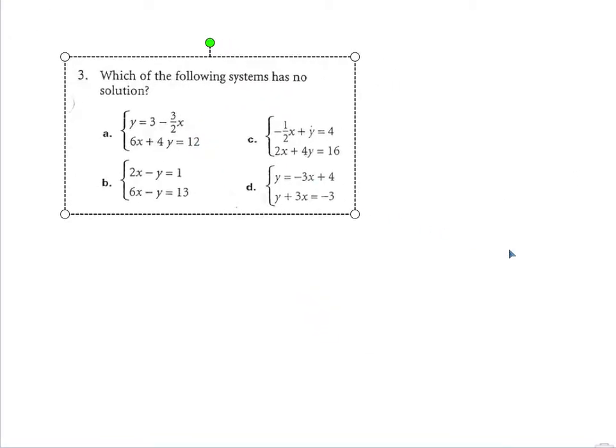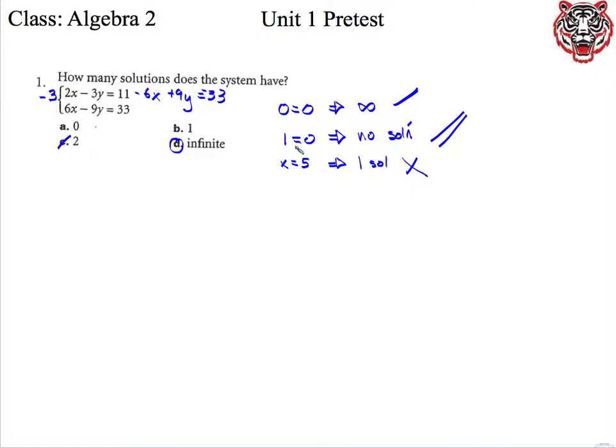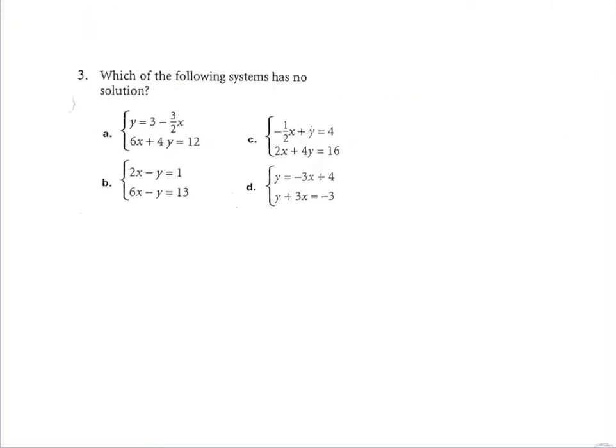All right, so which of the following systems has no solution? Remember, no solution means you have something like 1 equals 0. So let's go ahead and go through these. Are there any likely candidates? D. Yeah, so D is a very likely candidate because if I subtract the 3x over, I get y equals negative 3x minus 3. And my top equation, we can multiply the whole top equation by negative 1.